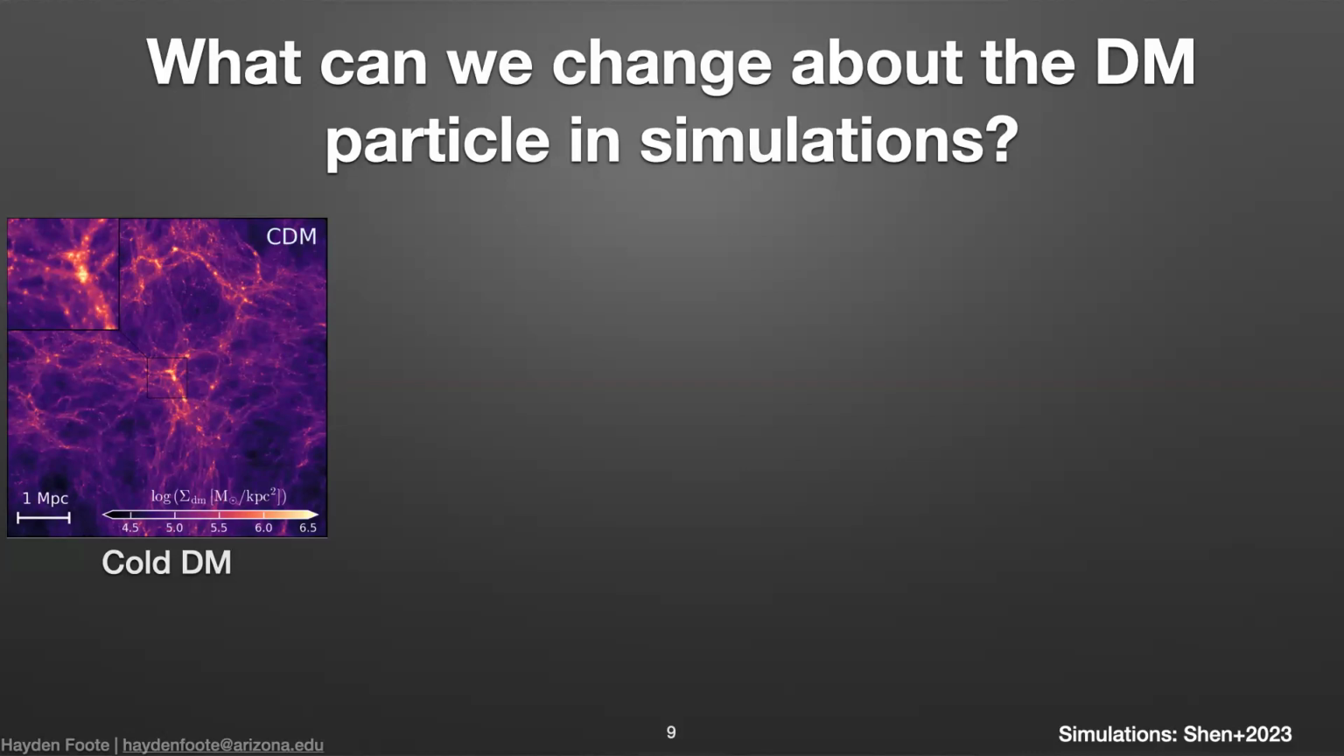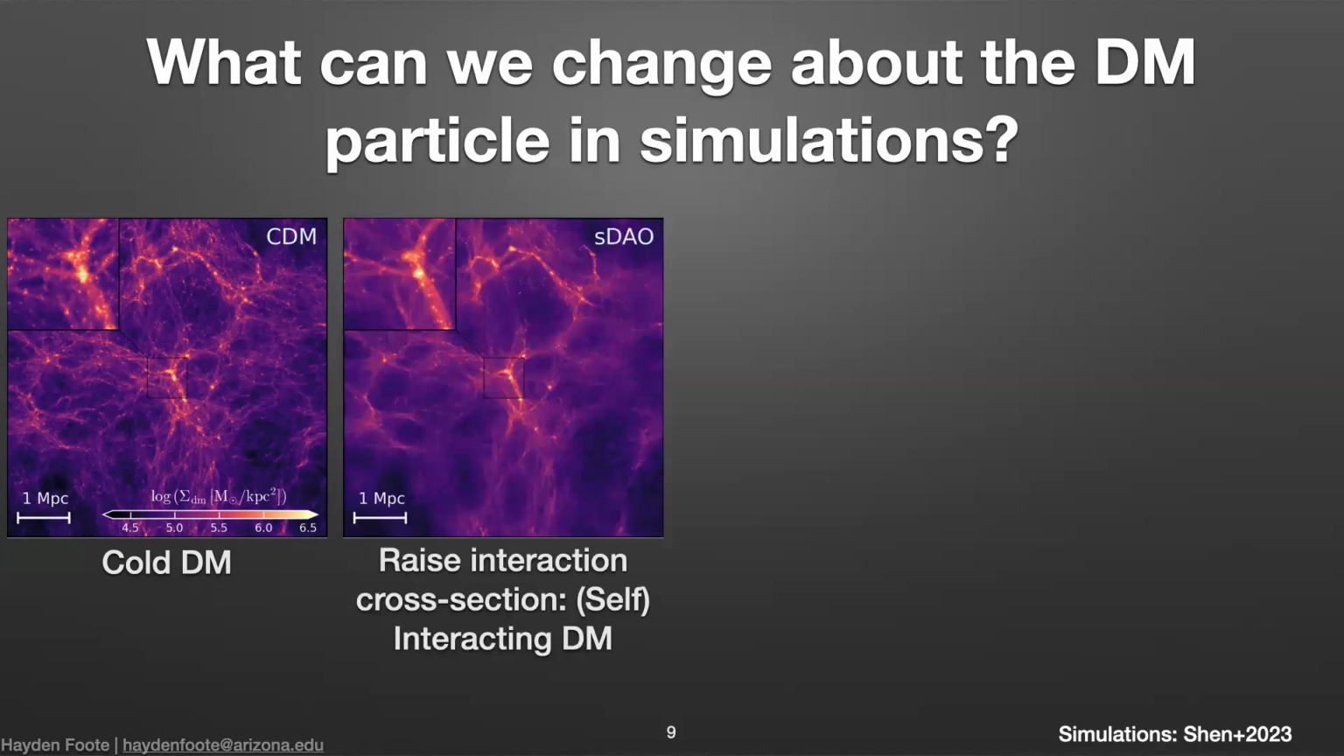If we instead allow the dark matter particles some very small but non-zero cross-section of interaction with either each other or, in some cases, with baryons in the very early universe, we get what's called interacting or self-interacting dark matter.